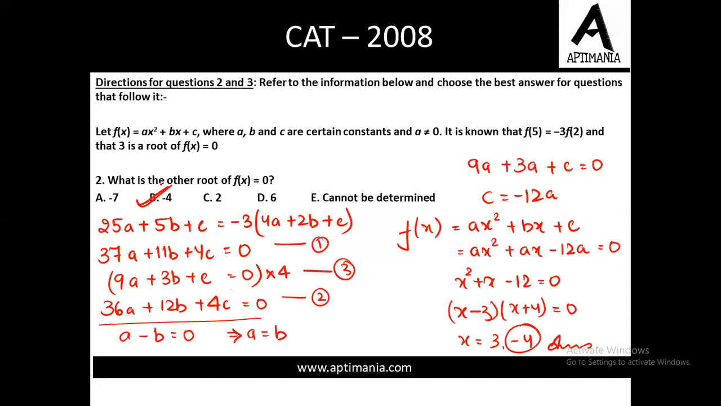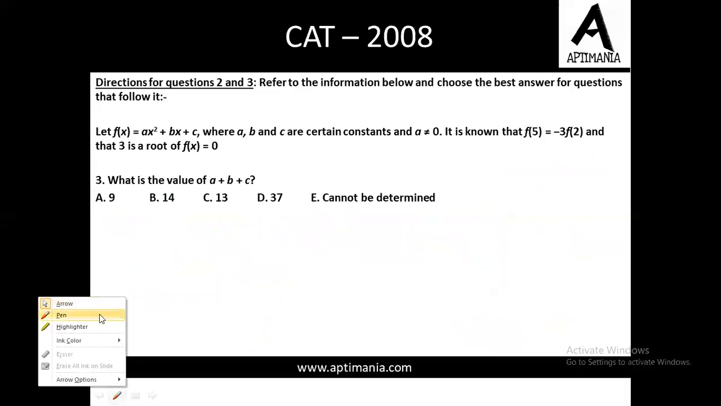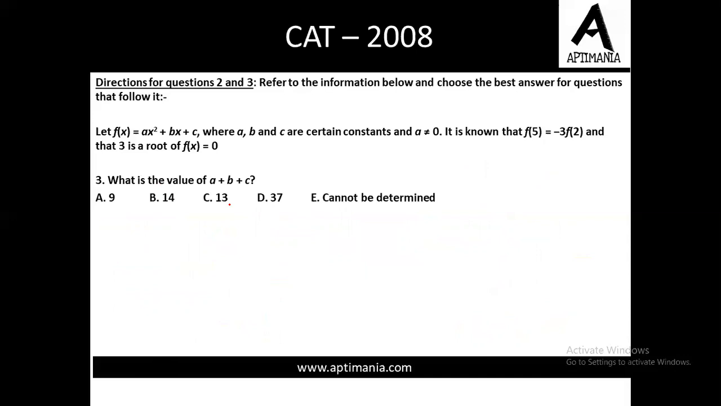Let's go ahead to the next question. The question number 3 is on the screen. What we need to do in this case is, for the same data, find the value of the sum a plus b plus c. So we have already determined many of the equations. The first equation was 37a plus 11b plus c equal to 0, and the second equation was 9a plus 3b plus c equal to 0.